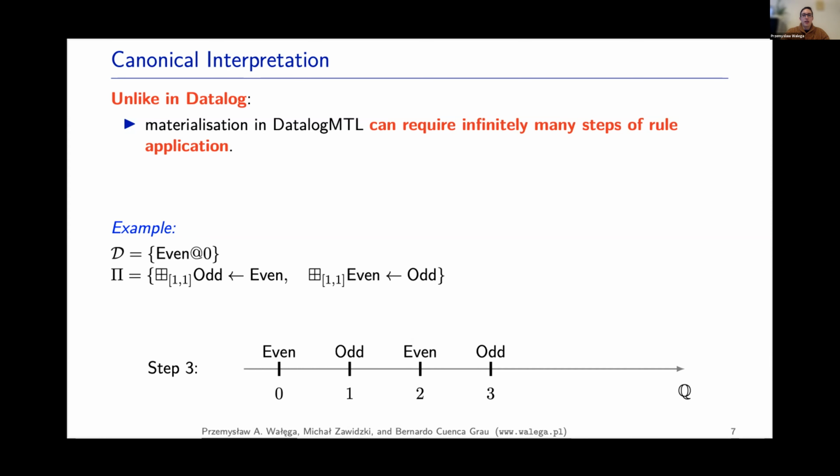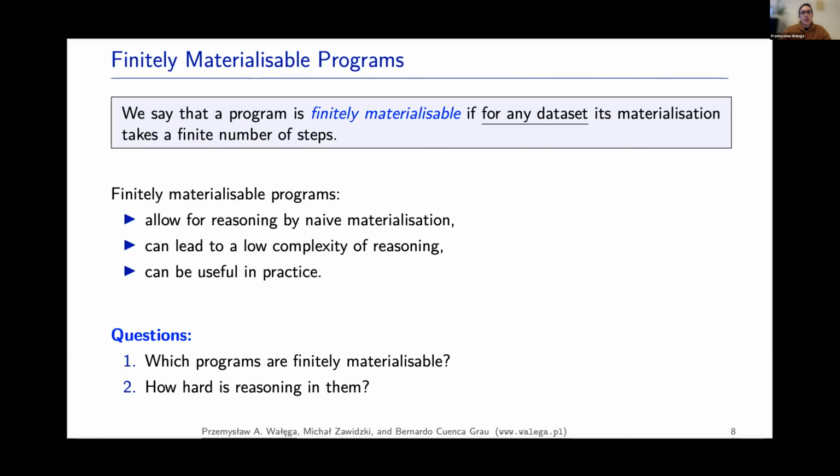So quite naturally, the emerging question is which programs have this property that the materialization takes only a finite number of steps. And we call them finitely materializable. In particular, it means that for any data set, materialization of such a program takes a finite number of steps. And this class seems quite interesting because it allows us to perform reasoning just by pure naive materialization.